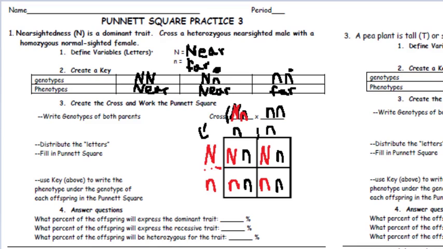Now I'm going to write near into all the ones that are near and far into the ones that are far. So this is a capital N, lowercase n, which is the heterozygous, and the heterozygous phenotype is near, so we're going to write near. This is heterozygous as well, near. These are homozygous recessive, both of them, so that is far. I'll do that in a different color. Far.